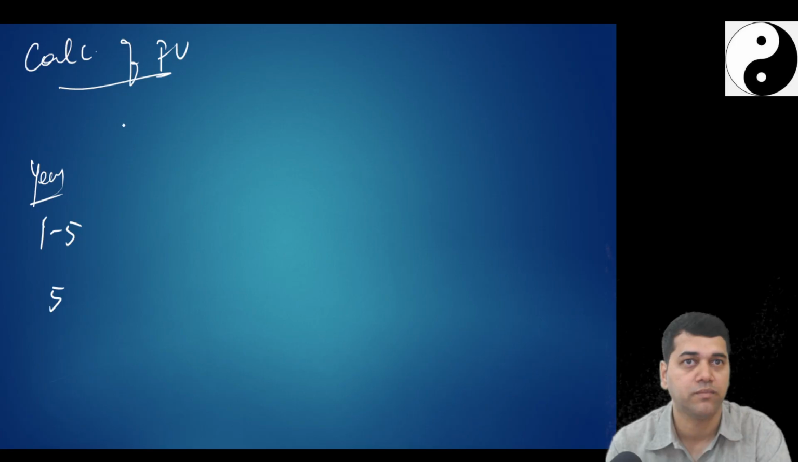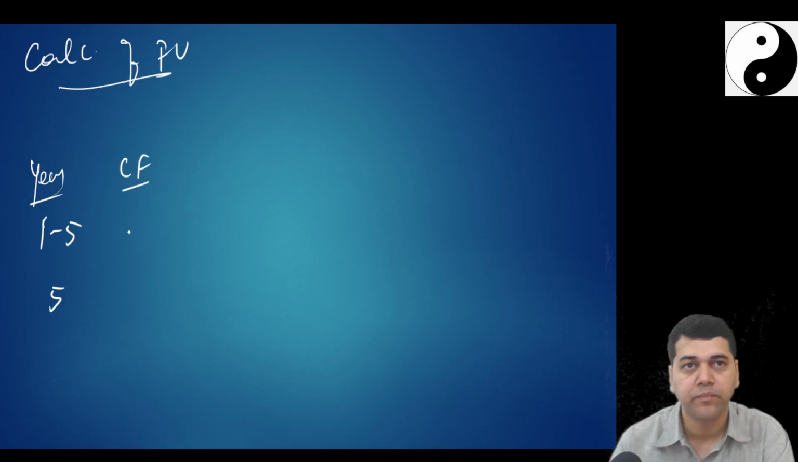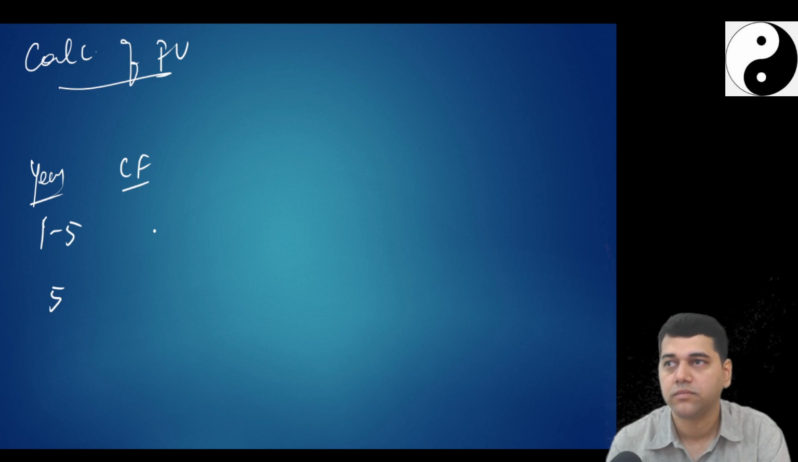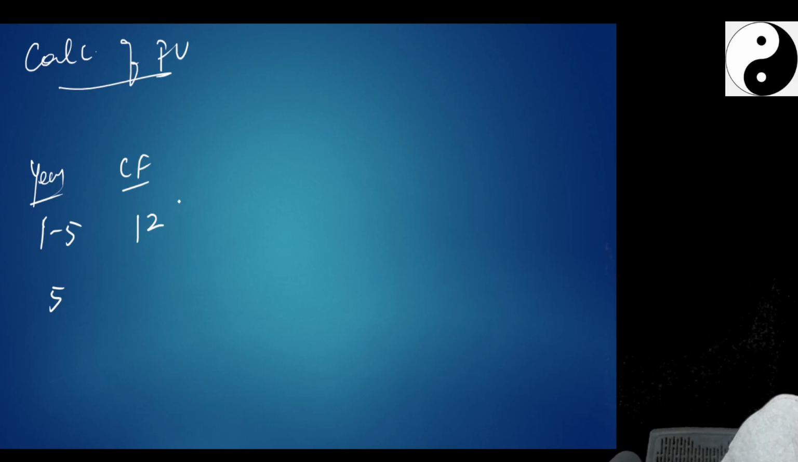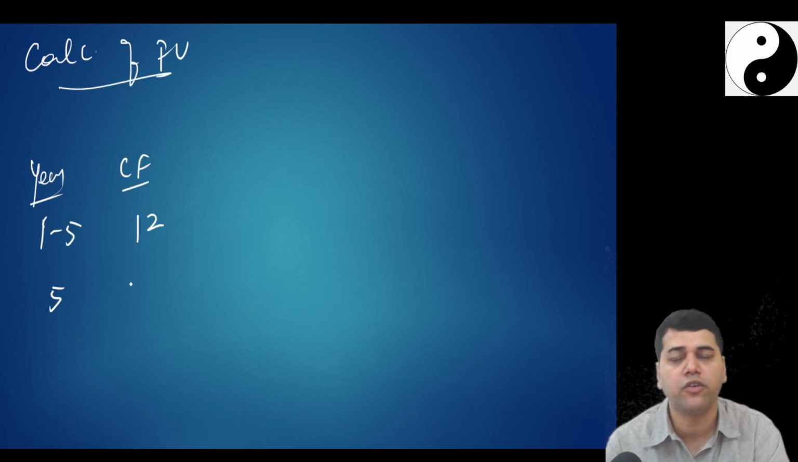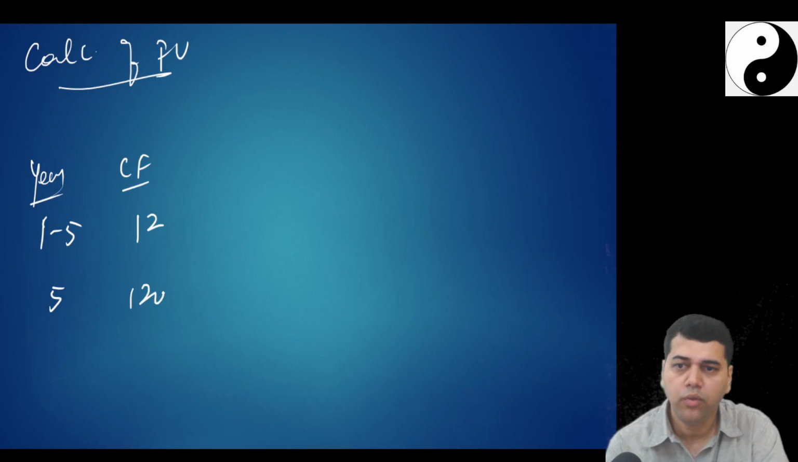Year 1 to 5 and year 5, no confusion. What is your cash flow? Year 1 to 5, what you are going to get? How much? On 120, 12. And on the 5th year, what you are going to get? 120, no premium.